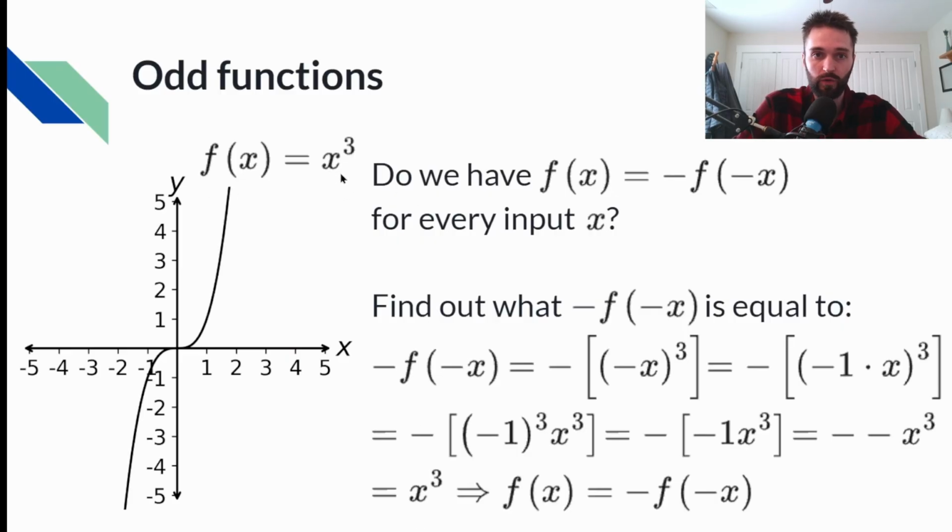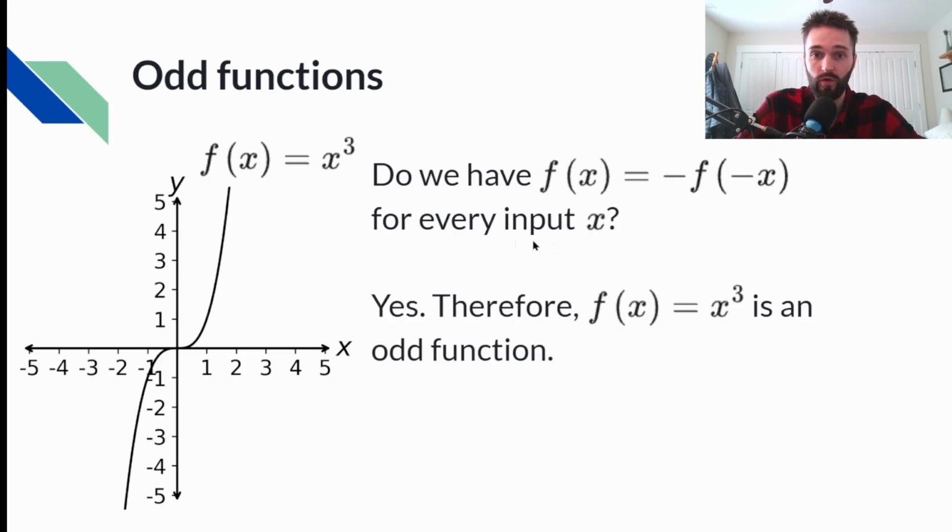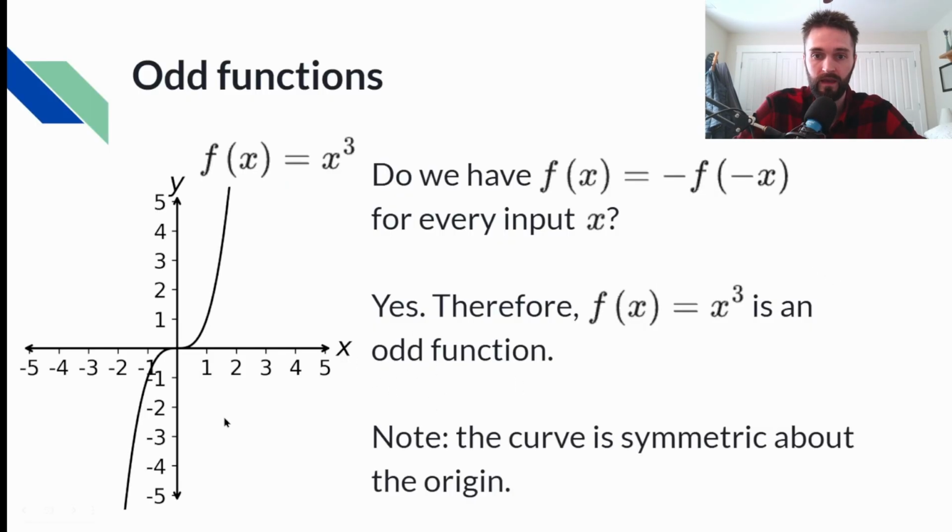And f of x is equal to x cubed. Therefore, f of x is equal to negative f of negative x. Okay, so do we have this equation for every input x? The answer is yes, we do. Therefore, f of x equals x cubed is an odd function. All right? And note that this curve is symmetric about the origin.